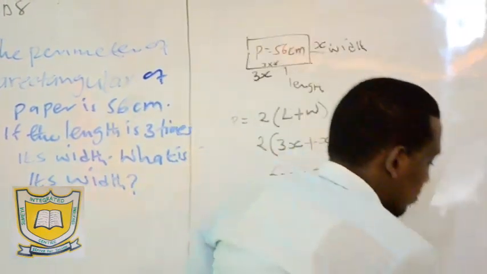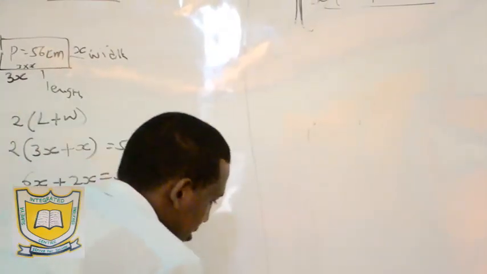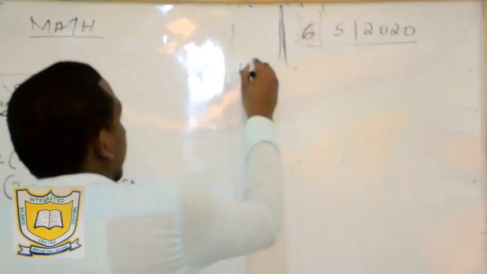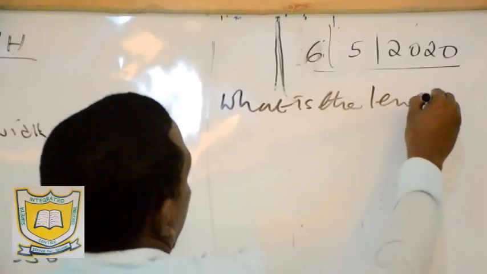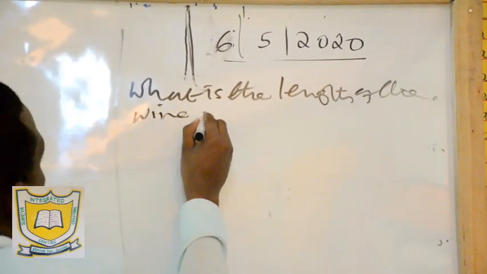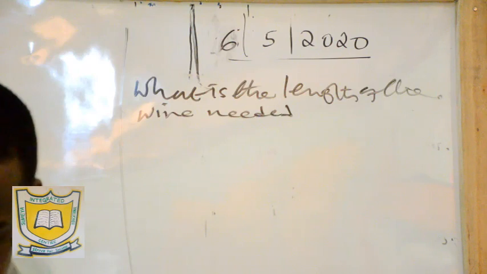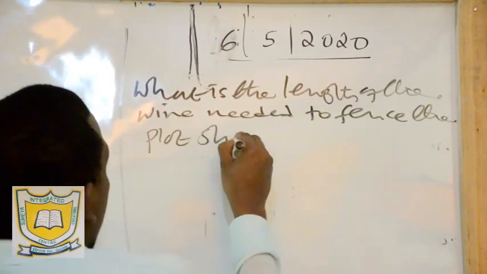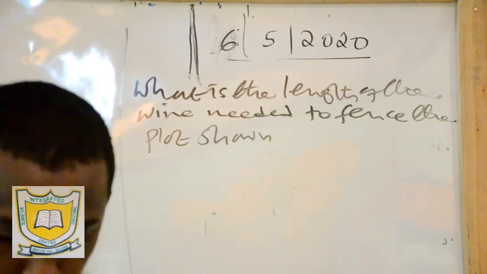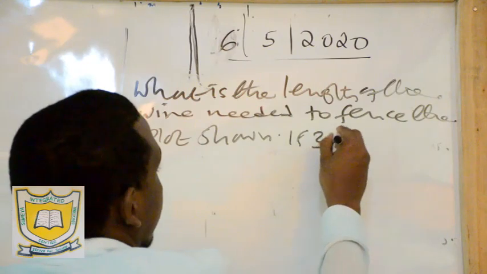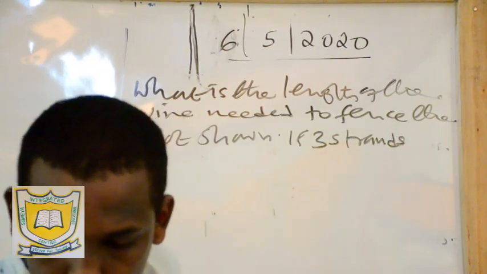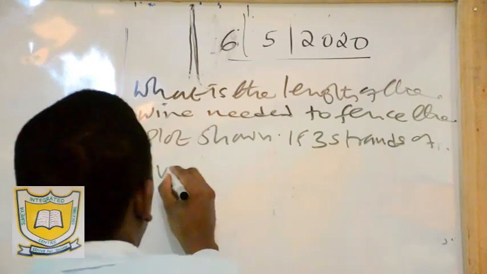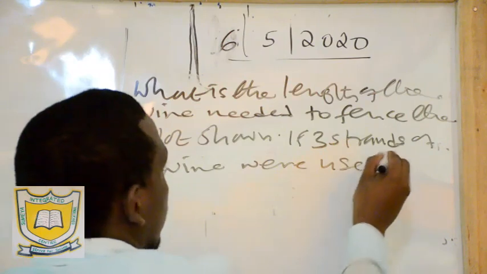There's also another figure here. You are told, what is the length of the wire needed to fence the plot shown, if 3 strands of wire were used? What is the length of the wire needed?